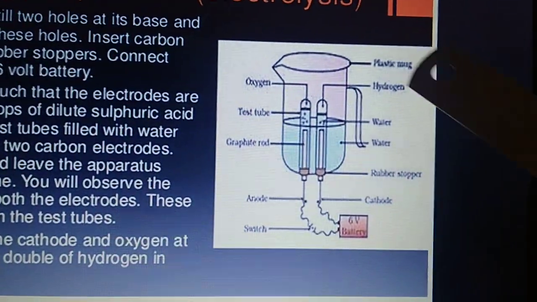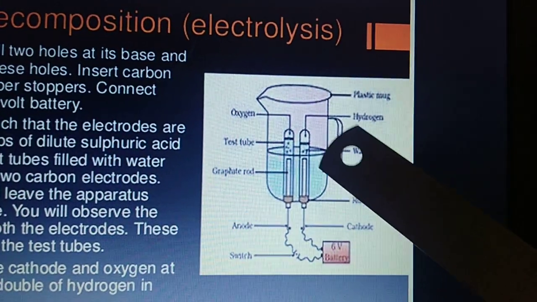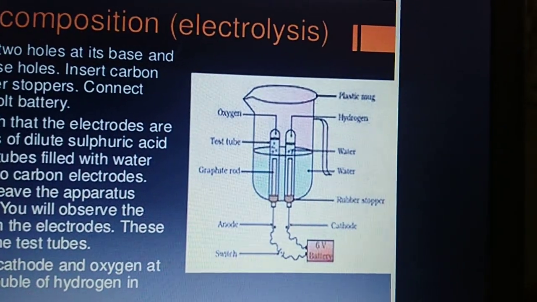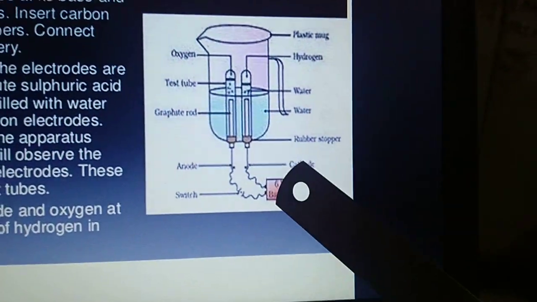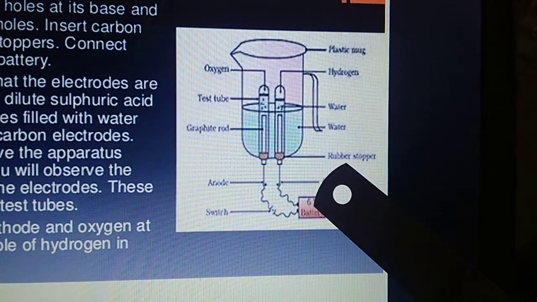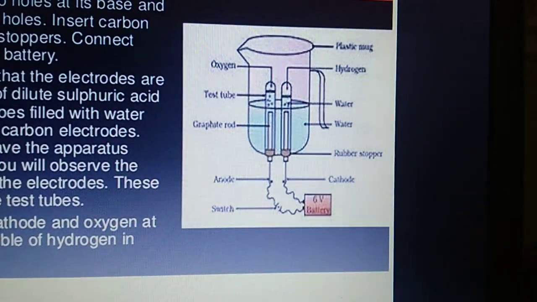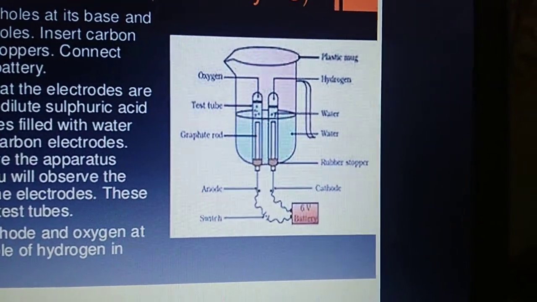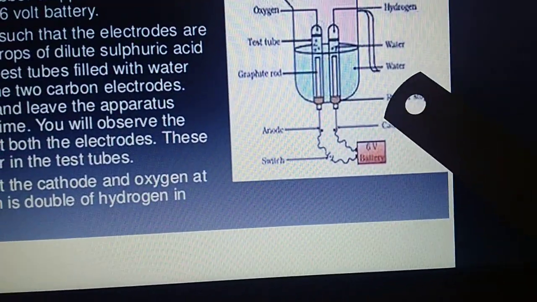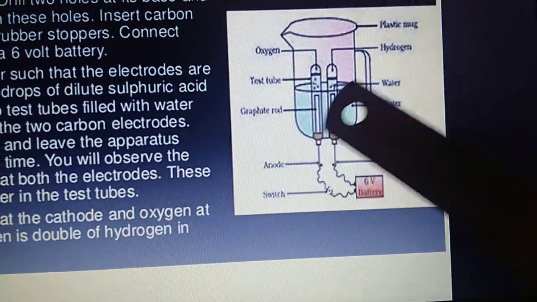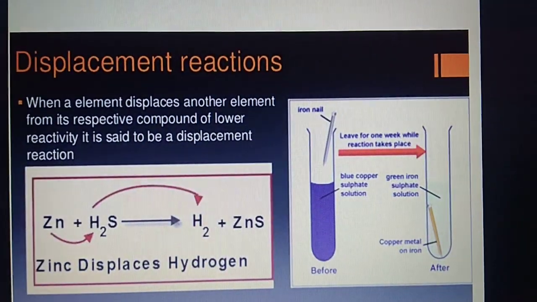See, this is a basic setup of electrolysis. Here a mug has been taken, and two test tubes have been taken in inverted positions over the electrodes. Now a 6-volt battery has been connected, and the current is passed by means of a switch. Here the anode and cathode have been connected with the battery. What we can see is hydrogen at the cathode and oxygen at the anode. So this is the setup of an electrolytic decomposition reaction.